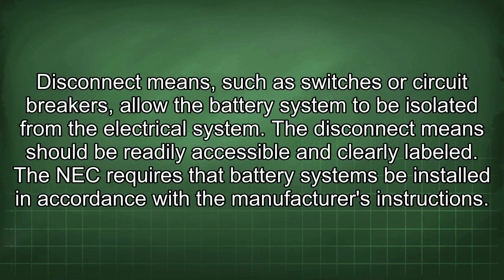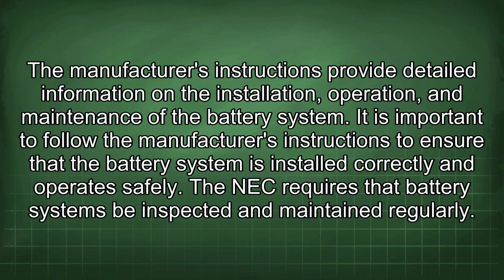Disconnect means, such as switches or circuit breakers, allow the battery system to be isolated from the electrical system. The disconnect means should be readily accessible and clearly labeled. The NEC requires that battery systems be installed in accordance with the manufacturer's instructions. The manufacturer's instructions provide detailed information on the installation, operation, and maintenance of the battery system. It is important to follow the manufacturer's instructions to ensure that the battery system is installed correctly and operates safely.